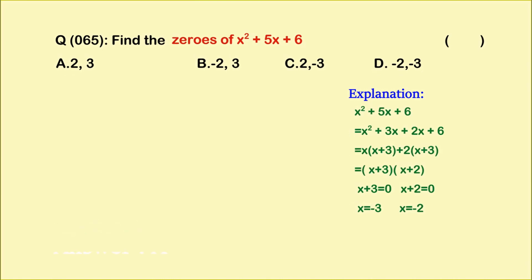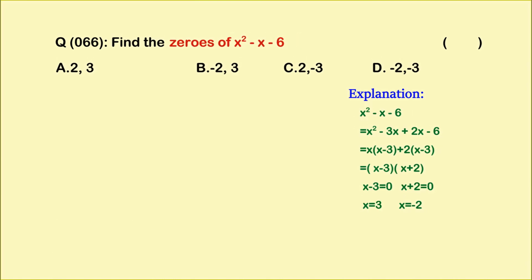Question number 65. Find the zeros of x square plus 5x plus 6. You can see in the explanation x square plus 5x plus 6 is equal to 0. Means 5x is written as 3x plus 2x. Why? Because 6 is there. The factors of 6 are 3 and 2. By adding these two, we will get 5. So the equation will be x square plus 3x plus 2x plus 6. If you take x common from the first two terms, we will get x plus 3. From the last two terms, if we take 2 common, we will get x plus 3. By taking x plus 3 common, what remains will be x plus 2. If you make x plus 3 equal to 0, we will get x is equal to minus 3. If you make x plus 2 equal to 0, we will get x is equal to minus 2. So the right answer is D, minus 2, minus 3.